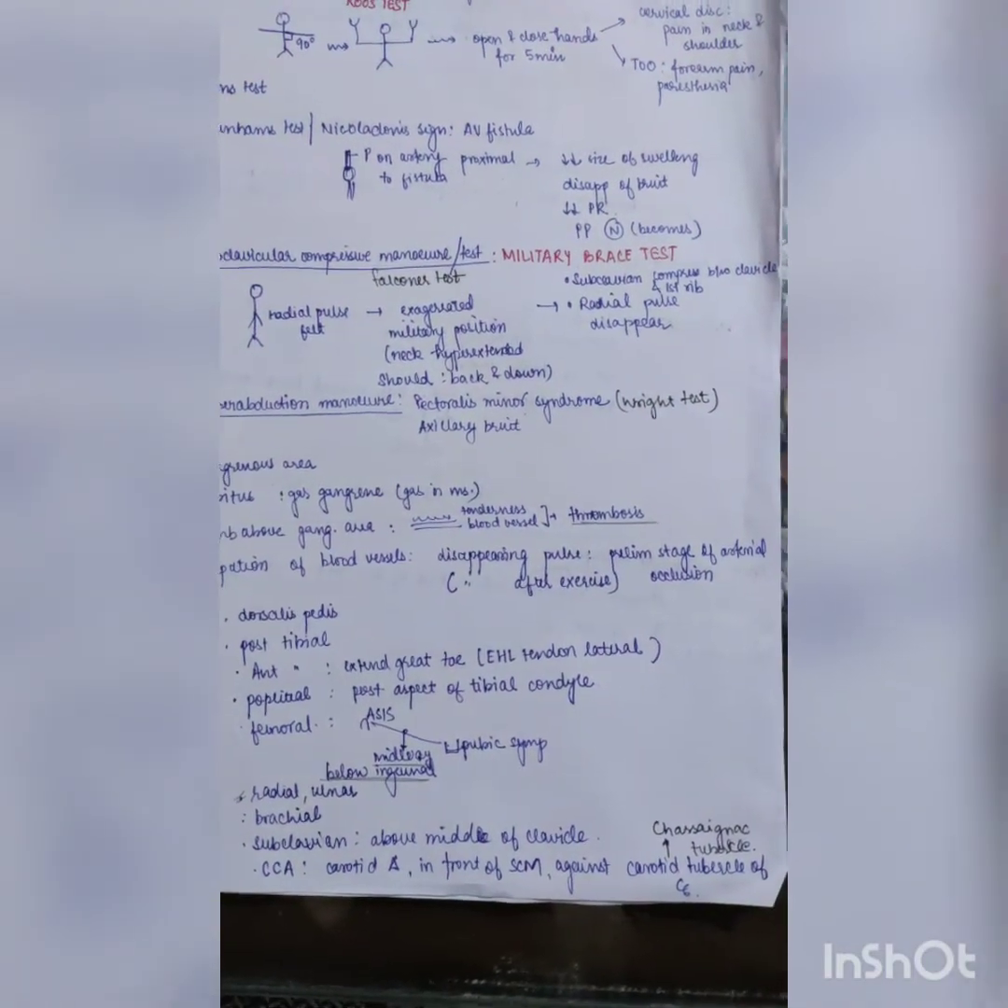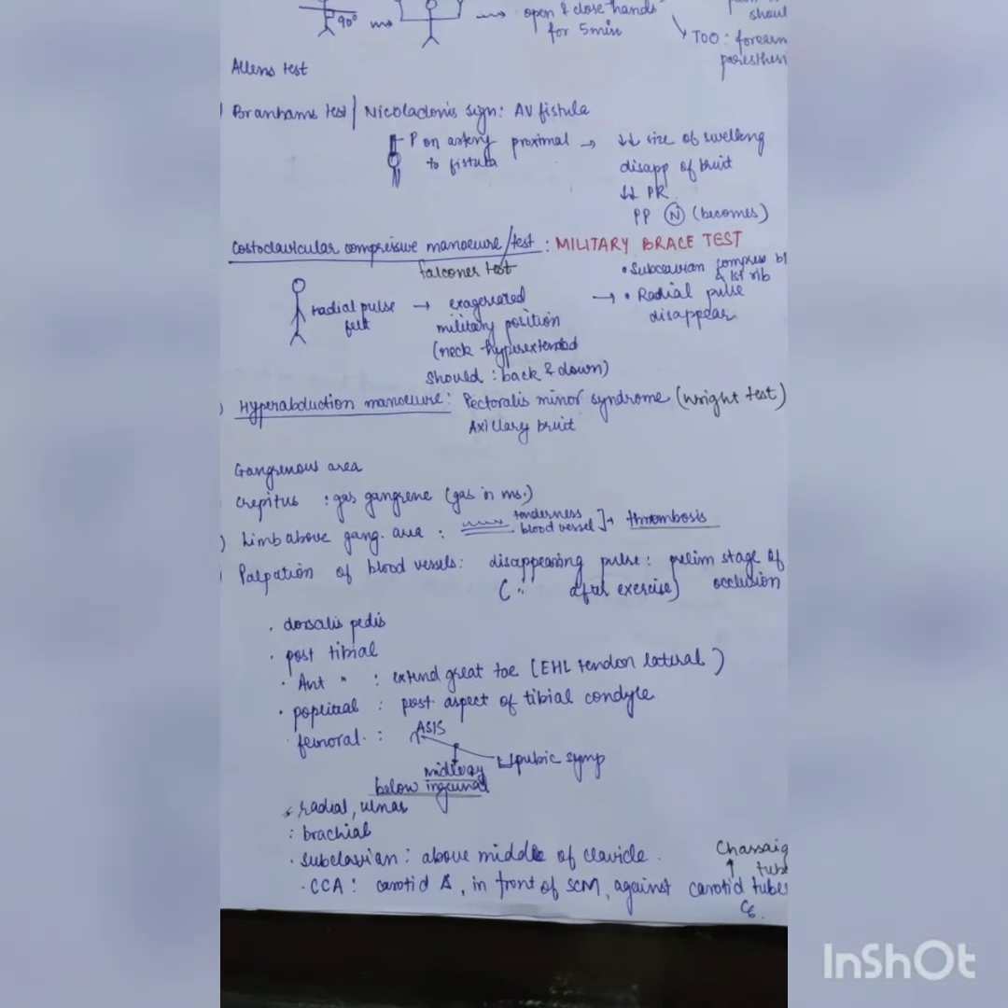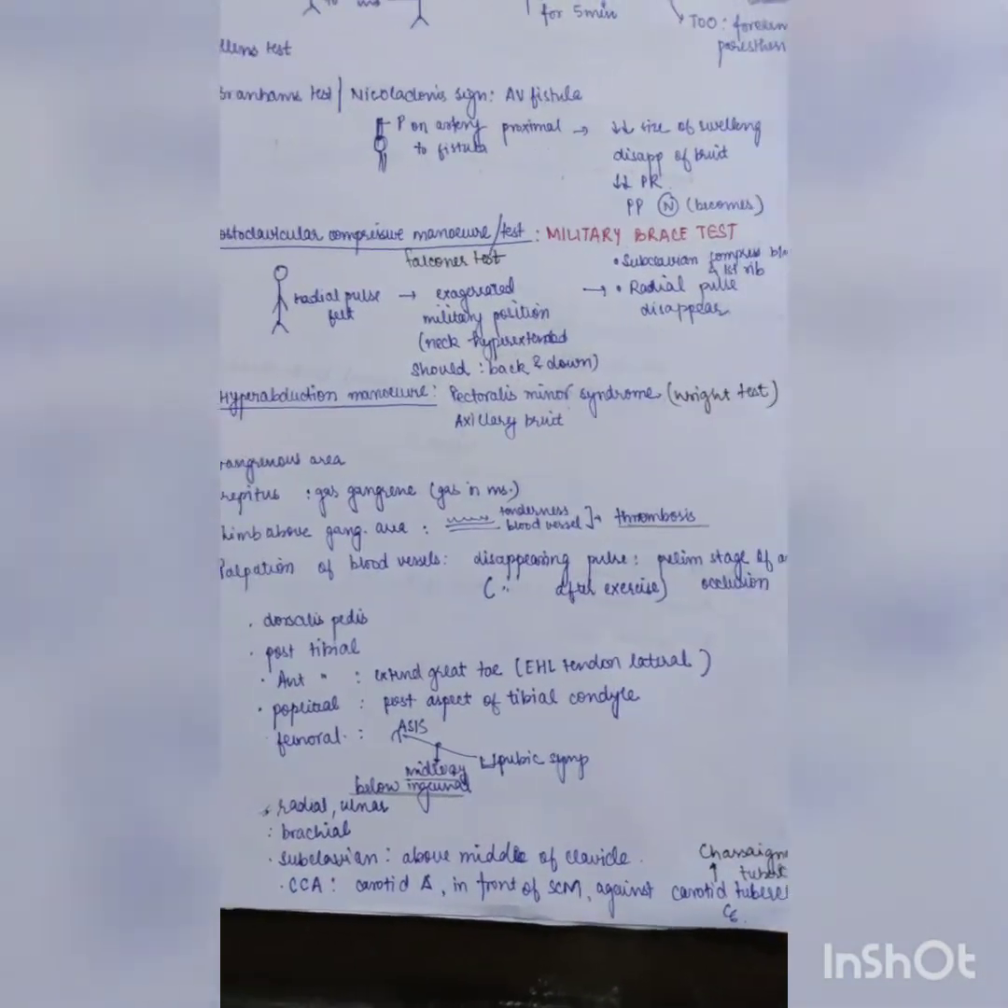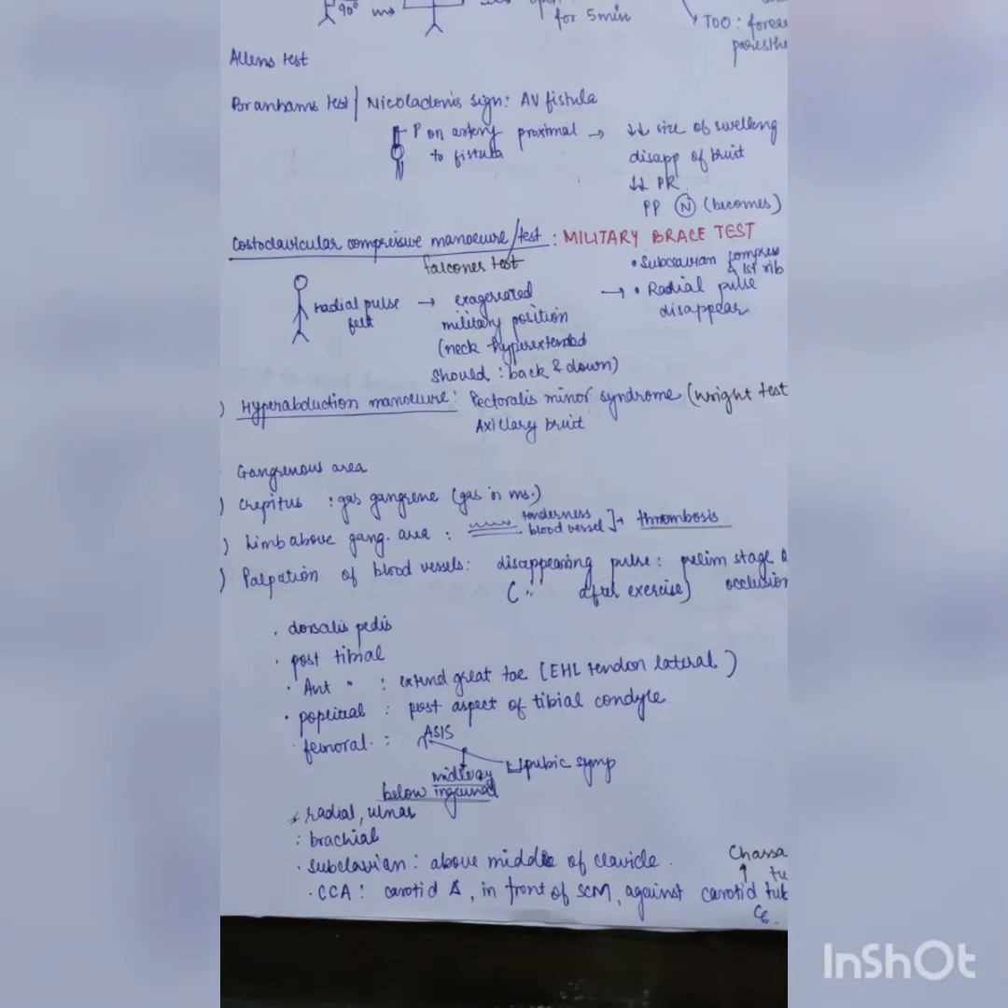Disappearing pulse is the preliminary stage of arterial occlusion. Then we check for the other arteries: dorsalis pedis, posterior tibial, anterior tibial, popliteal, femoral, radial, ulnar, brachial, subclavian, and common carotid artery. You are often asked about the positions of these arteries, where you will find them.